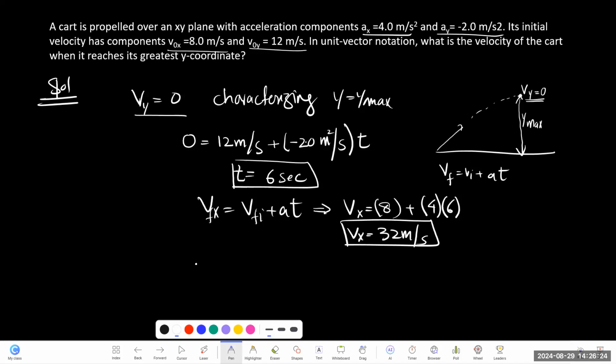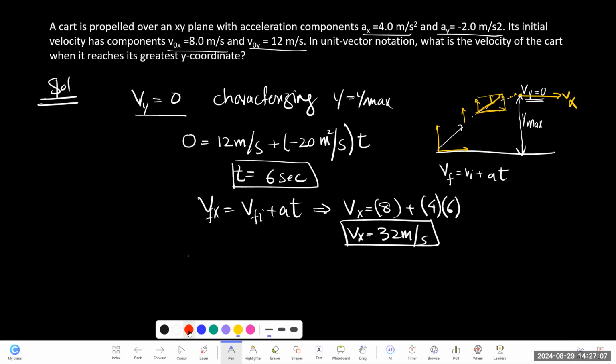If I want the velocity of the car here, let me draw. When the car reaches here, it has two velocity components. As the car goes further, this component gets smaller, smaller, smaller, and here it becomes 0. So at this point, which one is left? Only Vx is left.